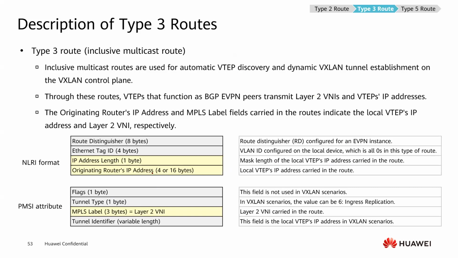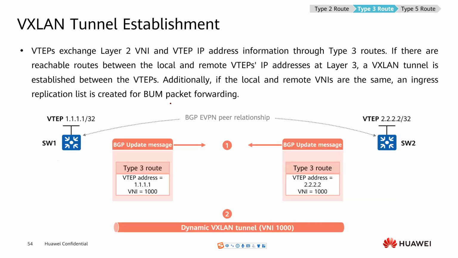So what is it used for? With this information, it determines whether we can establish the level 2 VXLAN tunnel with each other. That is the type 3 route. For VXLAN tunnel establishment, the VTEPs exchange level 2 VNI and VTEP address information through type 3 routes. If there are reachable routes between the local and remote VTEP IP addresses at level 3, a VXLAN tunnel is established between the VTEPs.